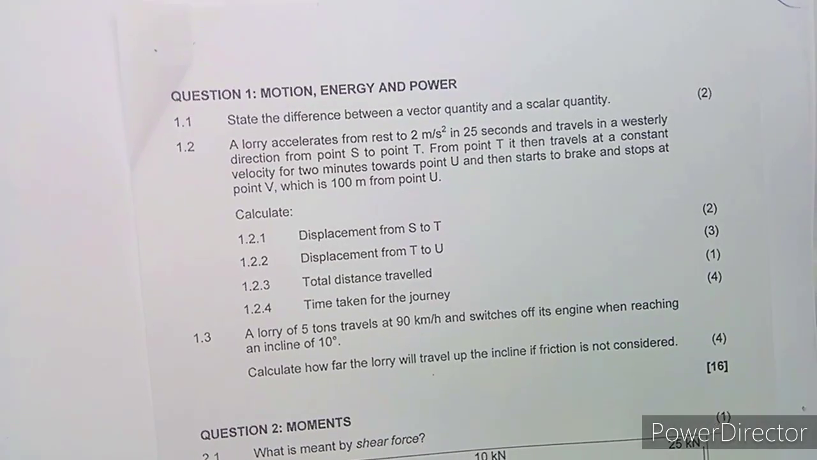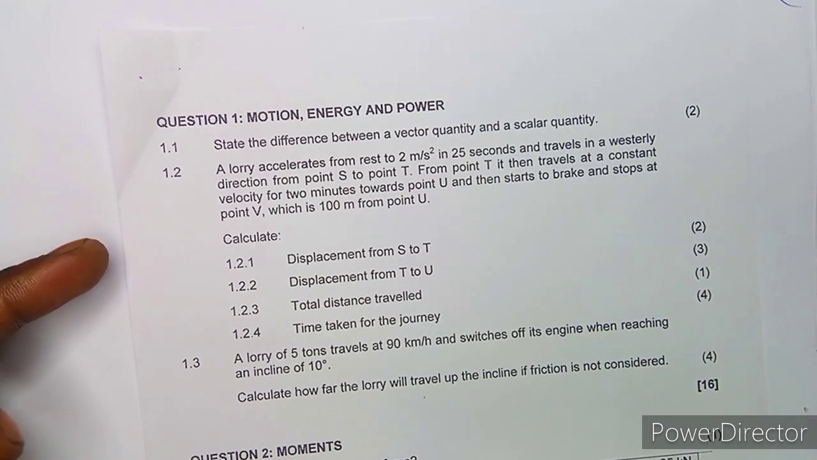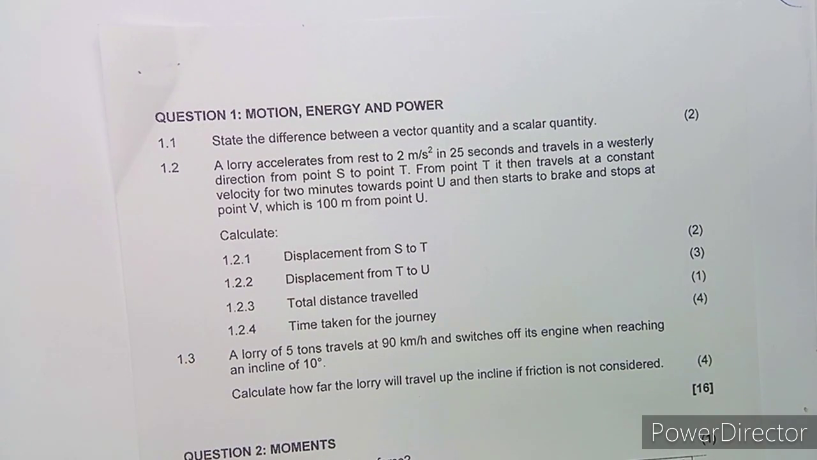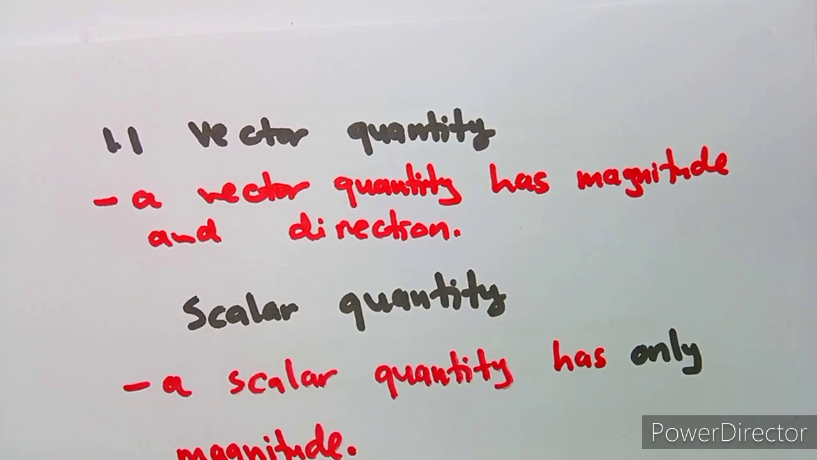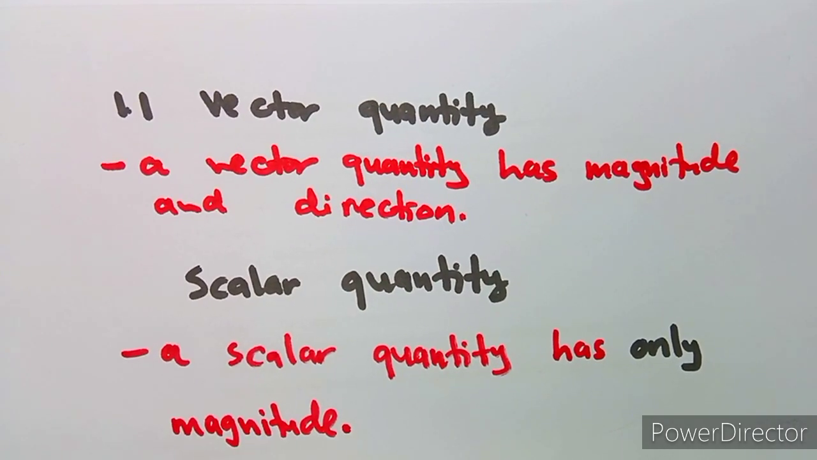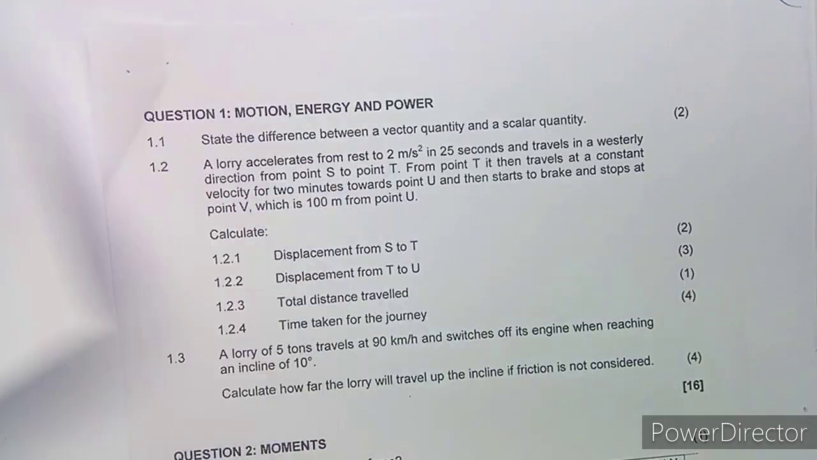Anyways, we shall quickly rush through the questions. We've got the first question, which is on motion, energy, and power. The first question, 1.1, is to state the difference between a vector quantity and a scalar quantity, and that is just 2 marks, guys. As we know, a vector quantity must have magnitude and direction, while a scalar quantity is supposed to have only the magnitude. So that's the difference that we can note between the two.